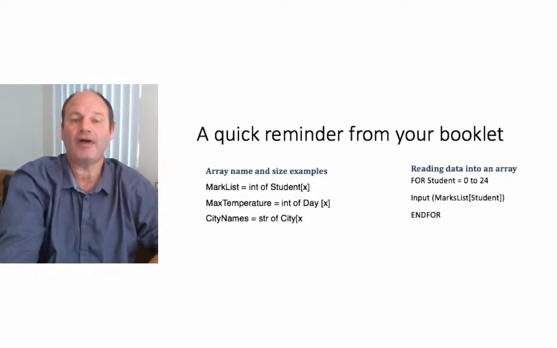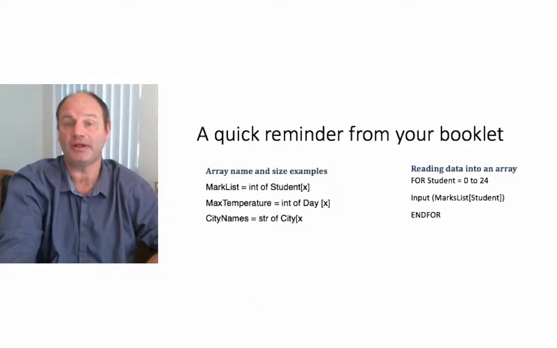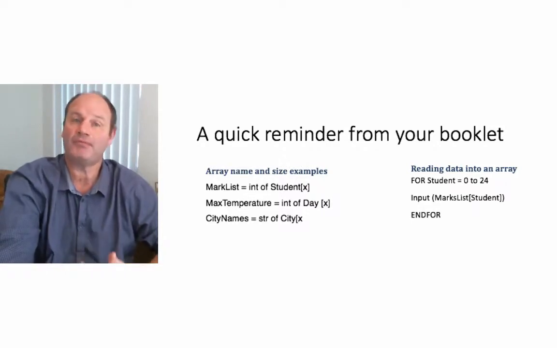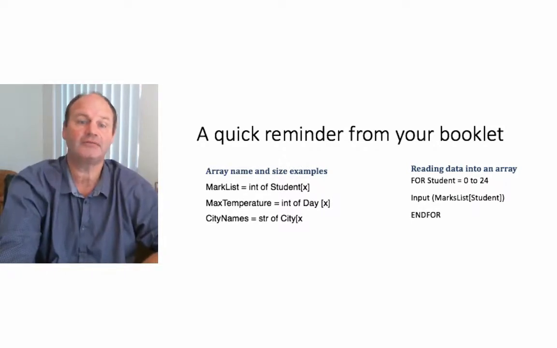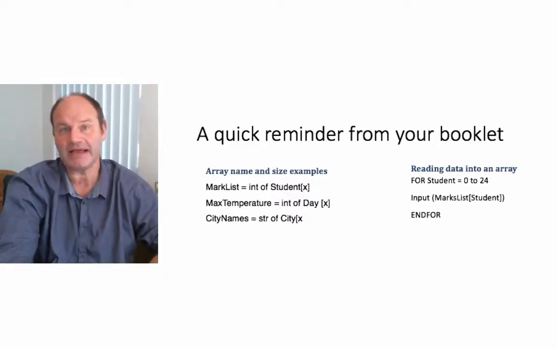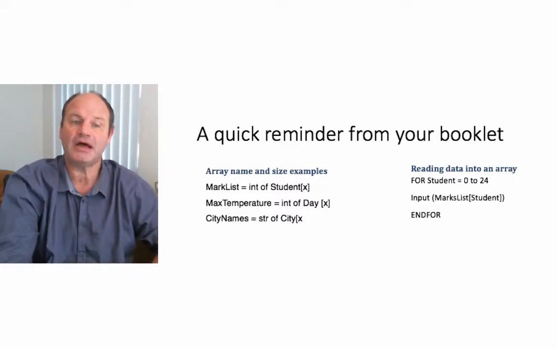Here is a reminder of how to declare an input in an array. When declaring an array, we have the name of the array, mark list, followed by an equal sign, then the data type of the array, int, followed by the name given to the elements in that array, student. The X represents the number of elements in the array.